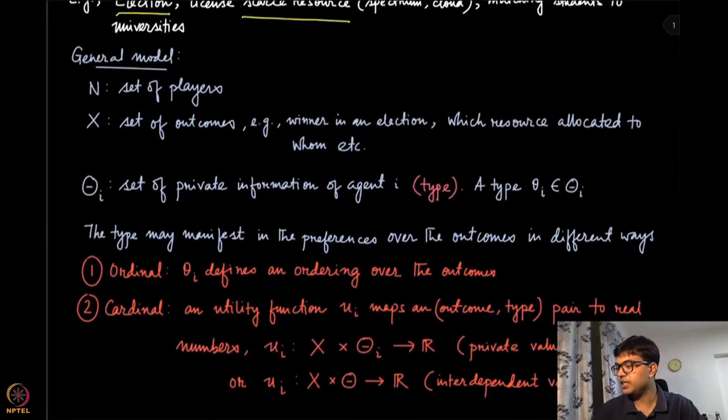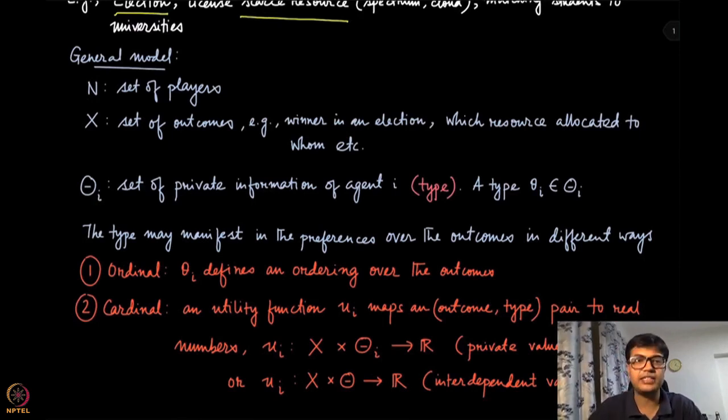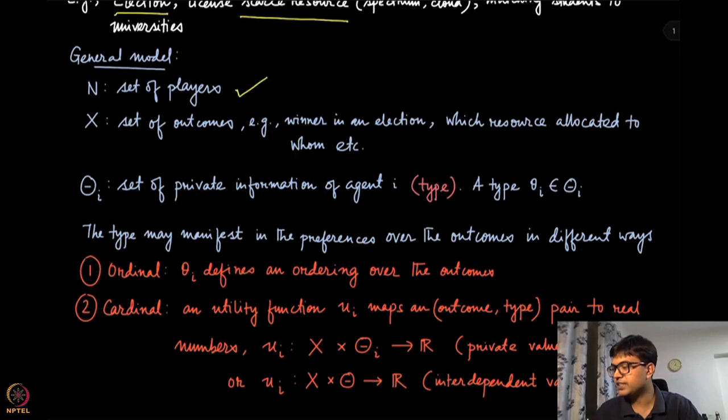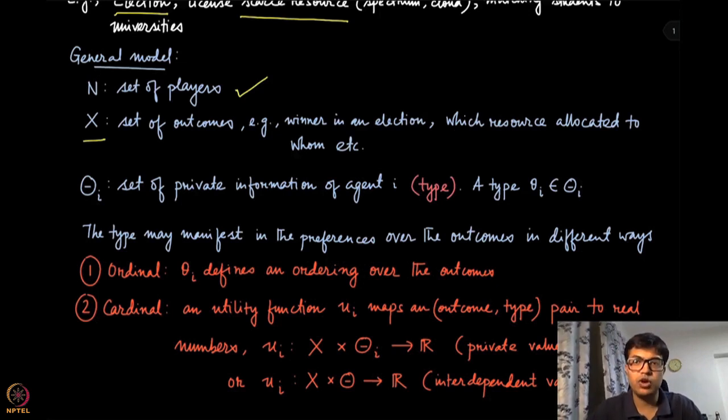So let us formally present the general model of mechanism design. As before, we have a set of players. With the set X, we denote the set of outcomes. So for instance, in the previous example, the winner in an election is one of the outcomes. So the possible set of candidates in that election is this set of possible outcomes. Similarly, which resource should be allocated to whom? So all possible allocations are a feasible set of outcomes in this mechanism design problem. Now, we are also interested in defining another set, which is called Θ_i, capital theta of i.